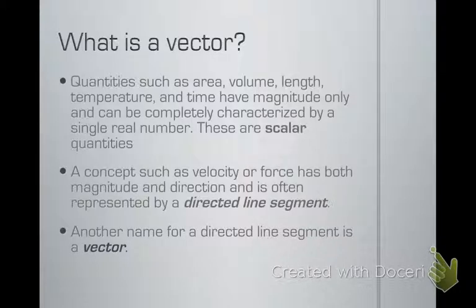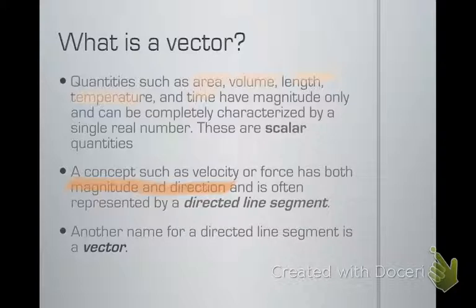A vector is anything that has both magnitude and direction. Things like area, volume, length, temperature, time, they have magnitude only. We can't measure the volume. The volume wouldn't change if it was moving in a different direction or anything like that. So direction doesn't really have an impact on those.